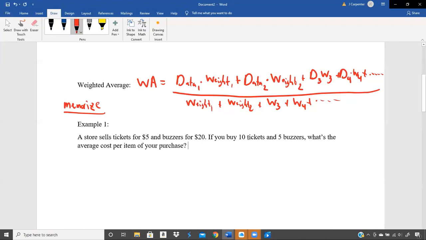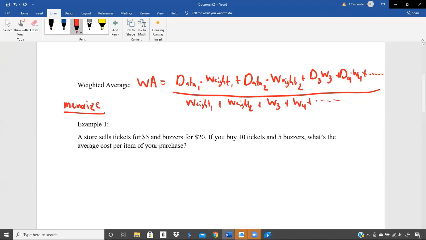But then what we're going to do is we're not just buying one of each. If we bought one of each and you want to know your average cost per item, you would take 5 plus 20, and you'd get 25. You divide by 2 because that's your number of items, and you get $12.50. So if you bought one of each, your average price per item would be $12.50. And that's because the $5 makes the average a little lower, the 20 makes it a little higher, and that $12.50 is between those two.